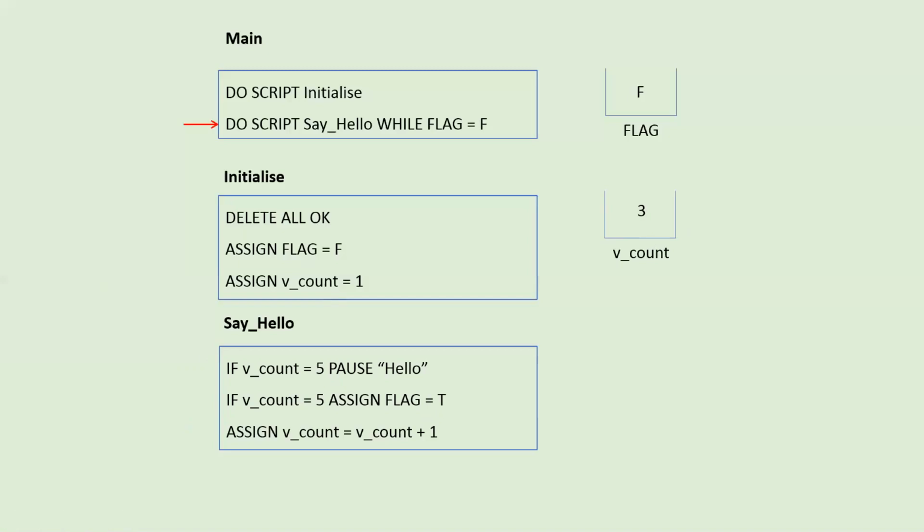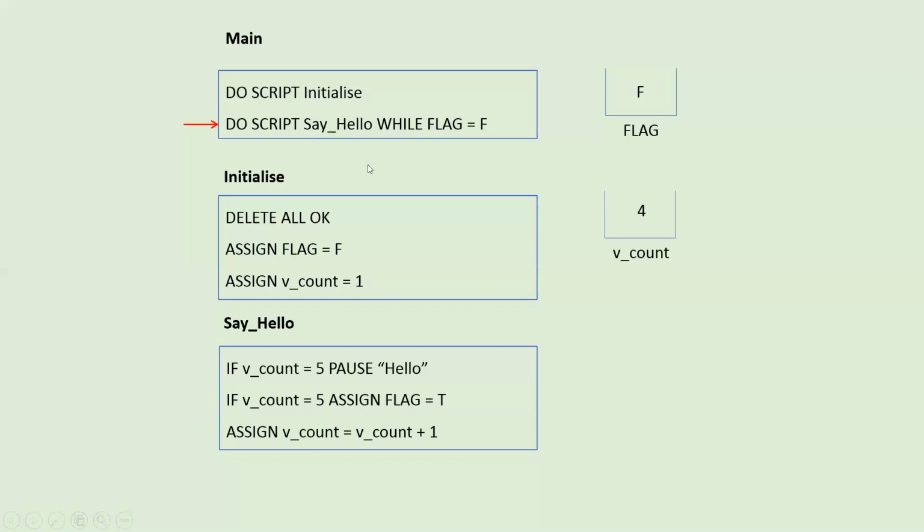And then I need to jump back to my main script because I need to see if I need to do this again. While the flag is false, I need to repeat the say hello script. Is it still false? Let's see. Yes, it is. So I need to jump to say hello. And of course, vCount is not 5, so that doesn't apply. vCount is not 5, that doesn't apply. vCount will now become 4, and I jump back. Should I go do say hello again? Let's see, is flag equal to false? Yes.